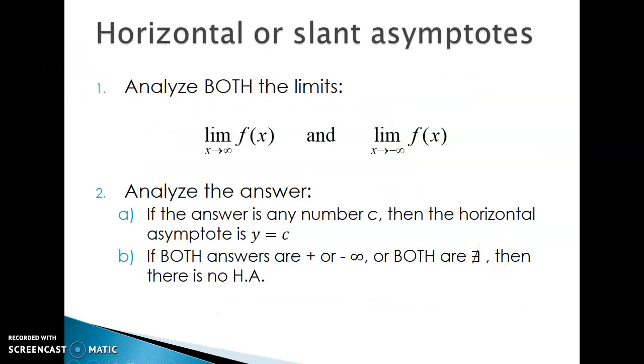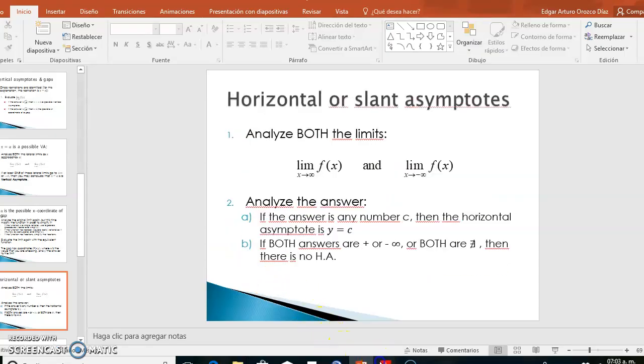The next step, horizontal or slant asymptotes. We analyze both end behavior limits, that is x approaches infinity and x approaches negative infinity. We check the answer. If the answer to those two limits, or at least one of them, is a number c, any number, then the horizontal asymptote is going to be y equal to c. If both answers are positive or negative infinity, or both don't exist, then there is no horizontal asymptote. Let's check an example.